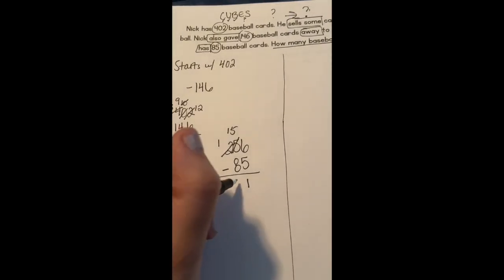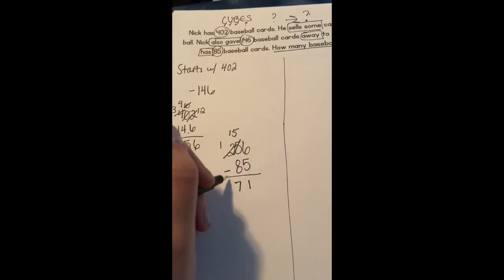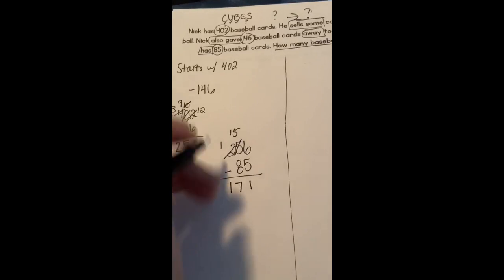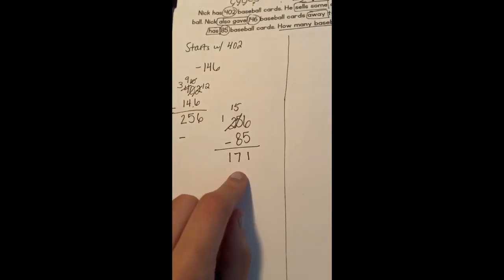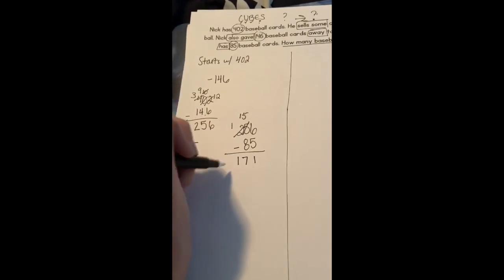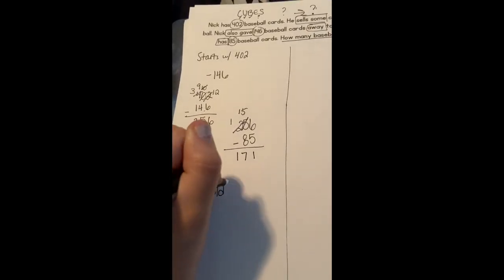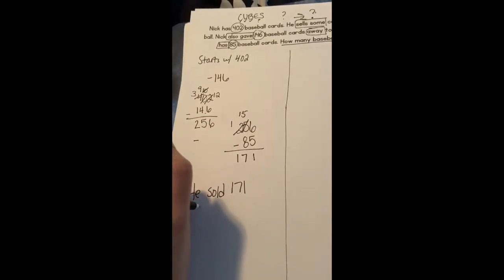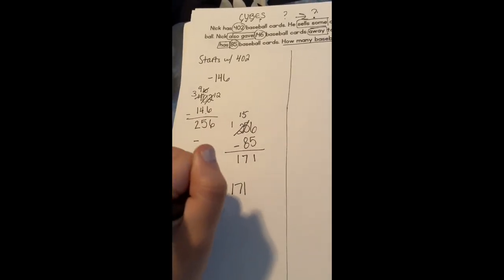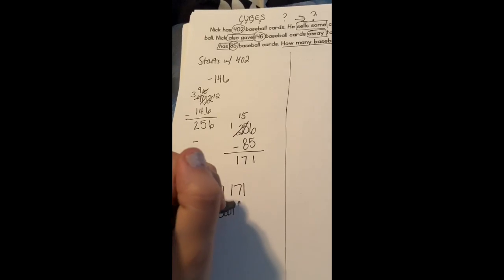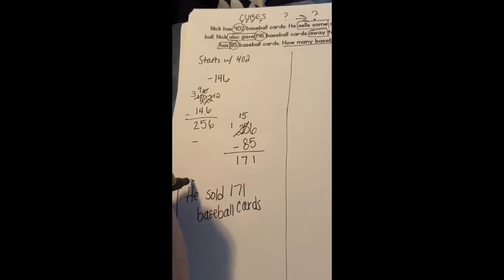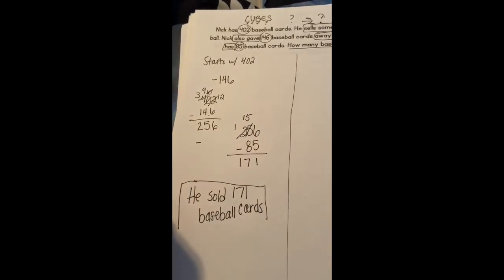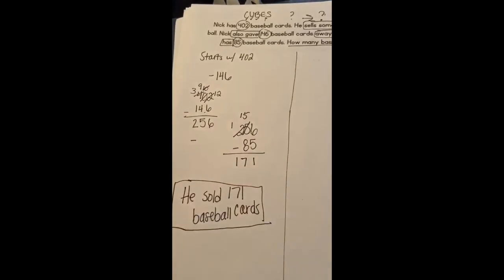7. And then 1 minus nothing is 1. So now I know that he sold 171 cards. That is my final answer here. So I would go ahead and write he sold 171 baseball cards. And you want to be specific because he didn't sell flamingos, right? He didn't sell baseballs. He sold baseball cards.